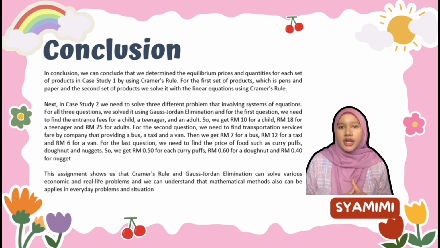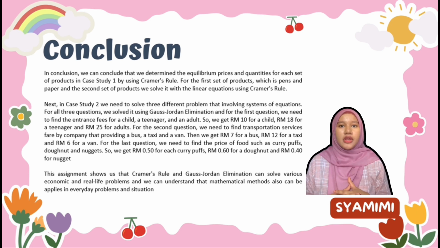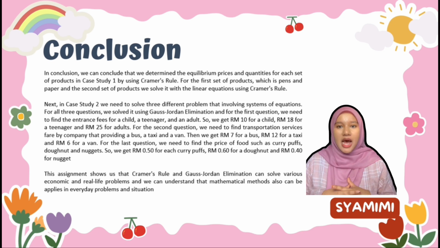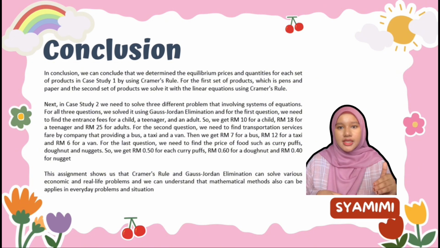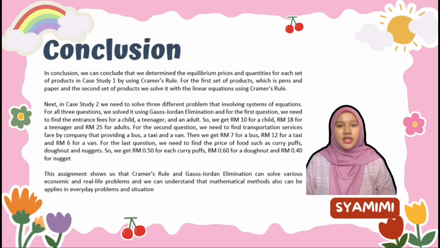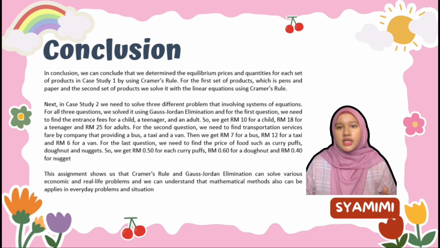For the second question, we need to find the transportation service fare by a company that provides a bus, a taxi and a van. Then we get RM7 for a bus, RM12 for a taxi and RM6 for a van. For the last question, we need to find the price of food such as curry puff, donut and nugget. So we get 50 cents for each curry puff, 60 cents for each donut and 40 cents for nugget.